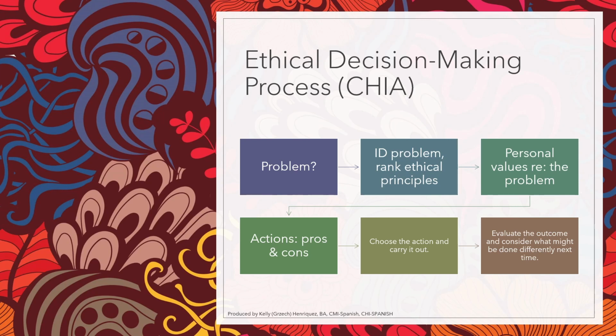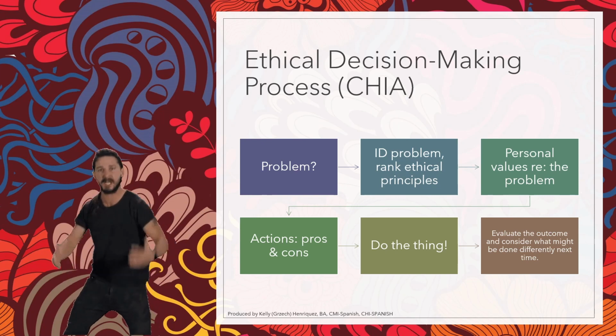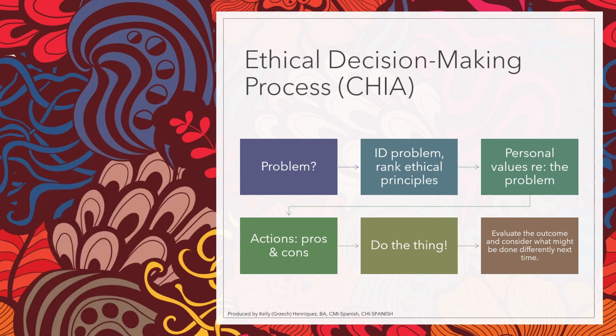Now, step 5 says choose the action and carry it out. Do the thing. Do it. Do it, as Shia LaBeouf would say. Step 6. Evaluate the outcome and consider what might be done differently next time. Evaluate outcome. Okay? So those are our 6 steps of the CHIA ethical decision-making process.